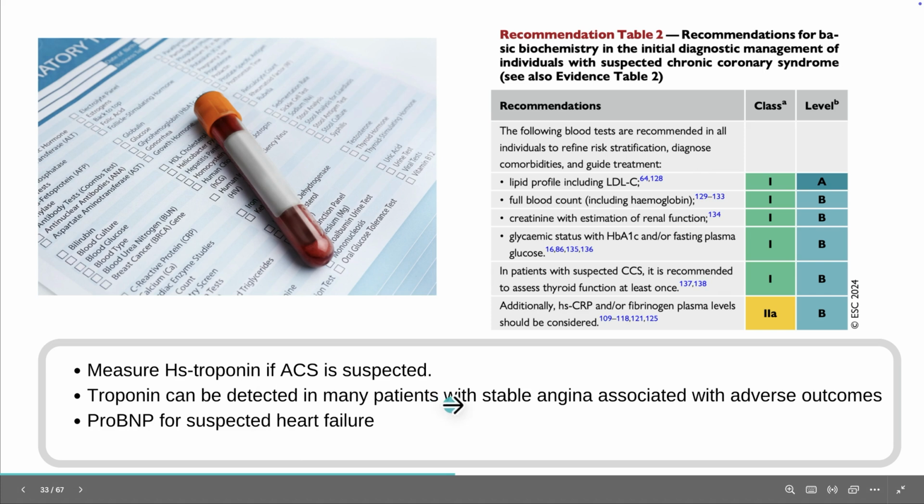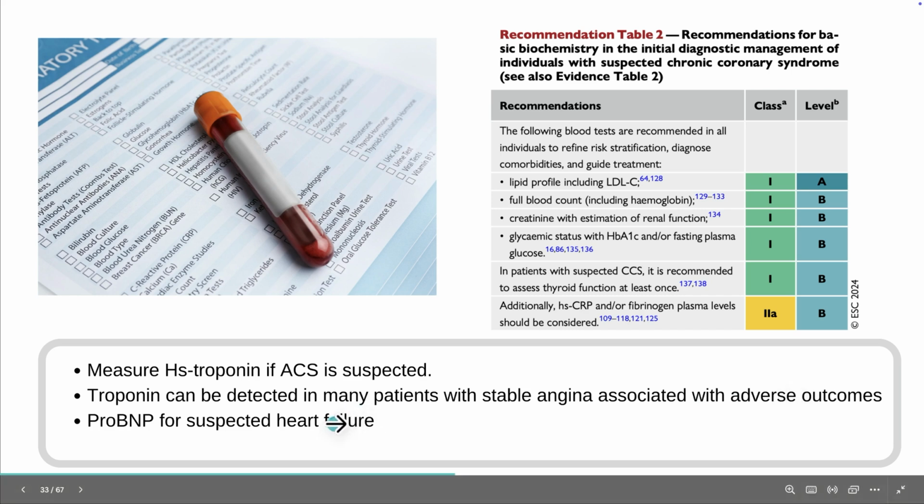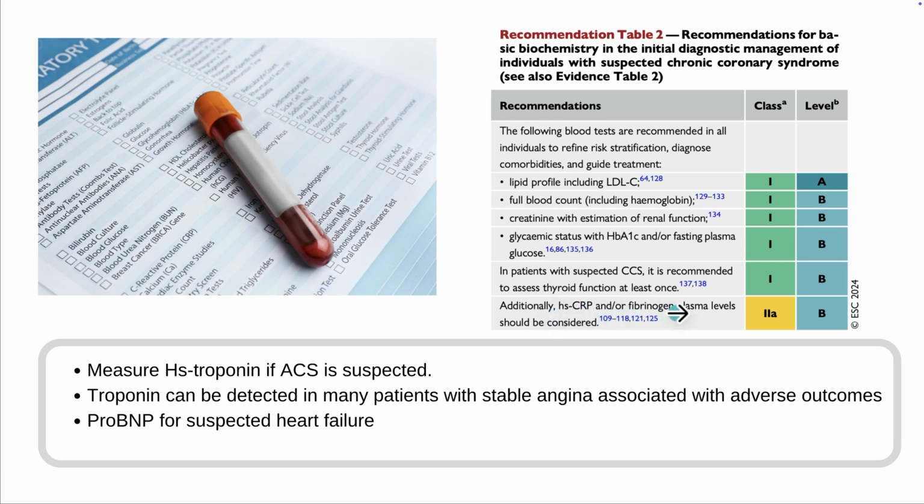Troponin can be detected in some patients with stable coronary artery disease, and this is associated with adverse outcomes. Pro-BNP, of course, for suspected heart failure. We can also order high sensitivity C-reactive protein or fibrinogen levels because they have prognostic implications, and there may be new therapies coming to target inflammatory markers or hypercoagulable states in chronic coronary artery disease.